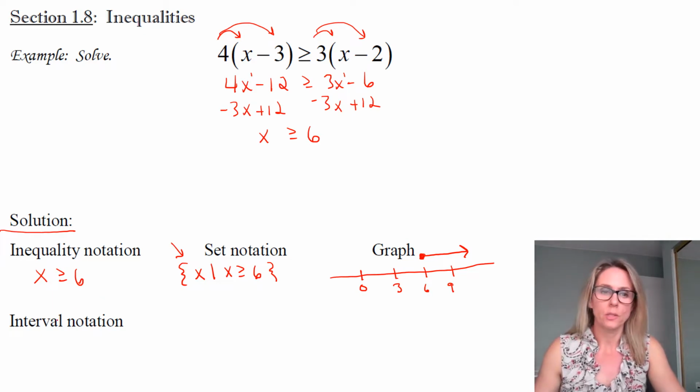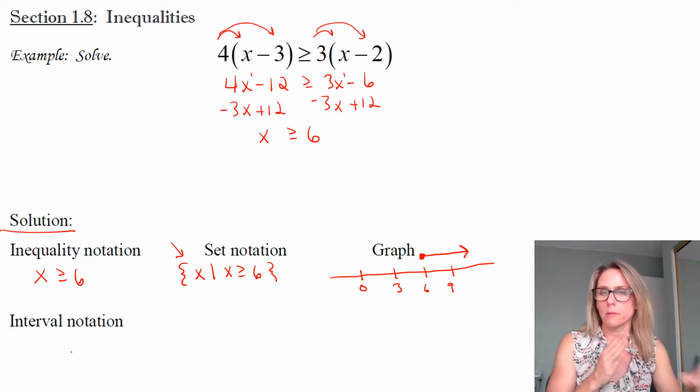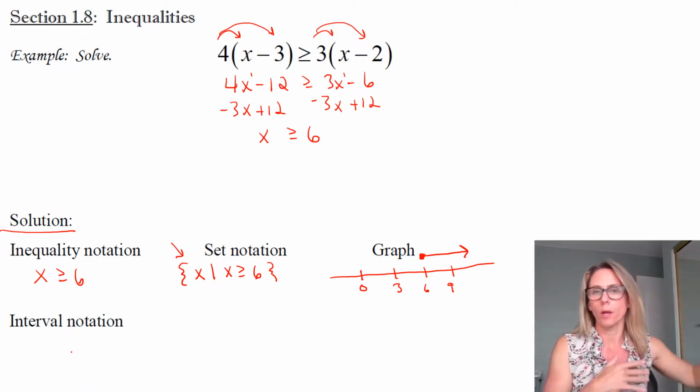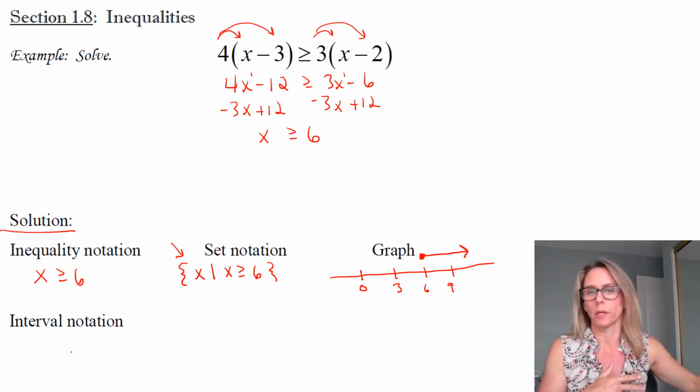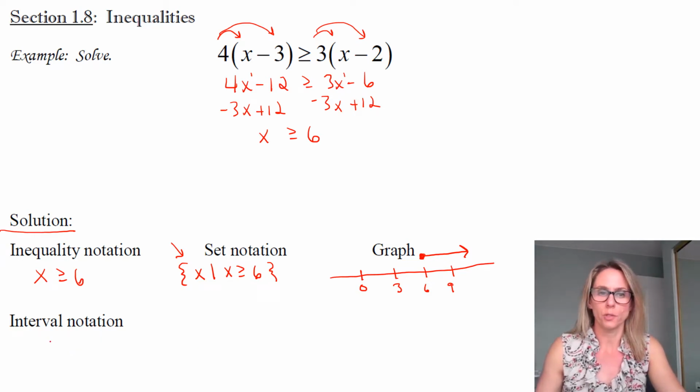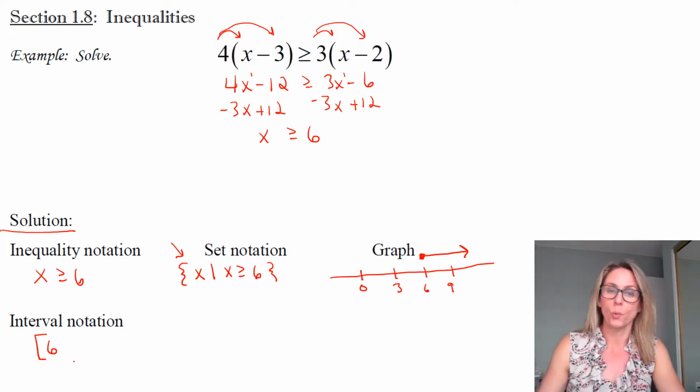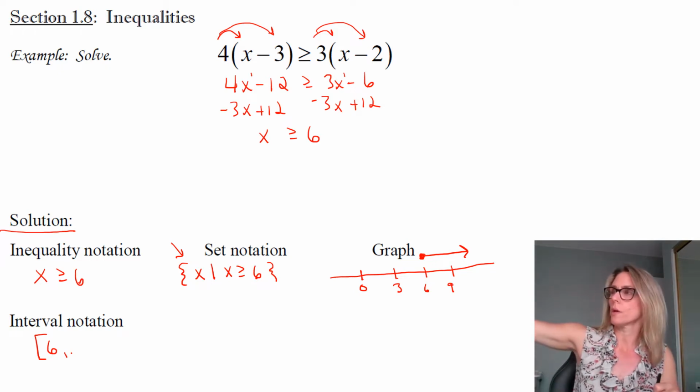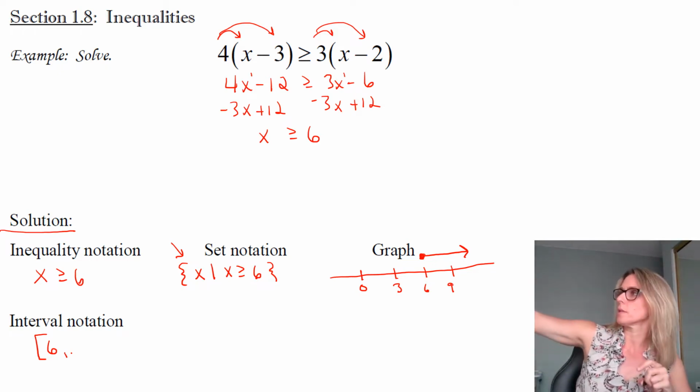So set notation is used a lot. Interval notation is also used quite a bit once we get into higher level mathematics. And interval notation starts with the smallest number that makes this inequality true and goes up to the largest number that makes this inequality true. So the smallest number that makes it true, as we can see, is 6. We include 6, so we use this square bracket to include 6, and it just continues on and on and on. You can imagine that just keeps going.